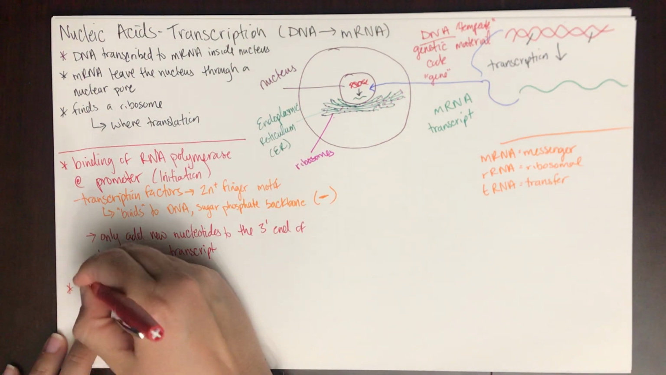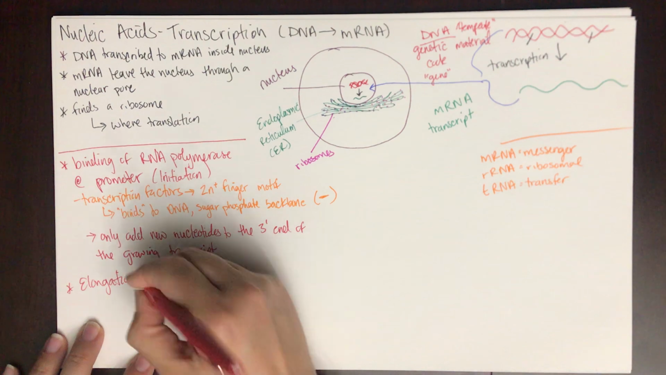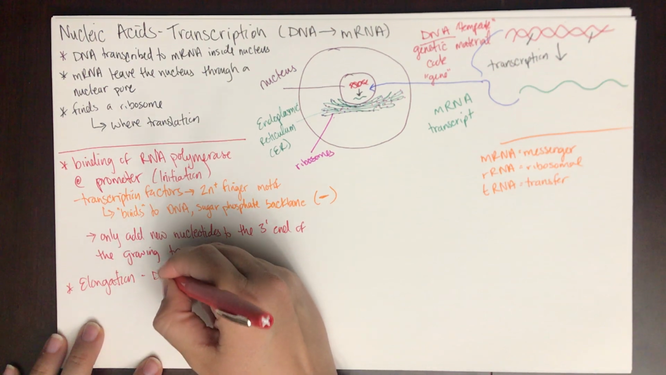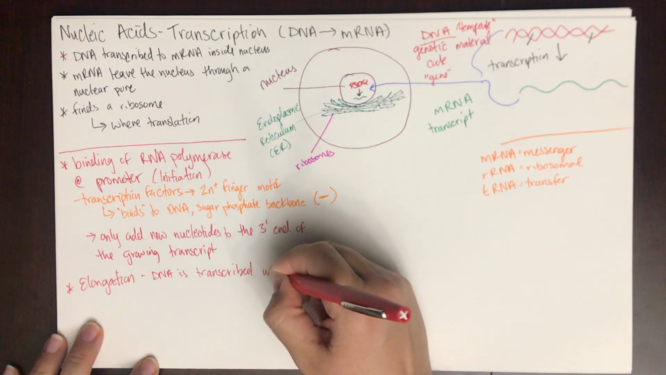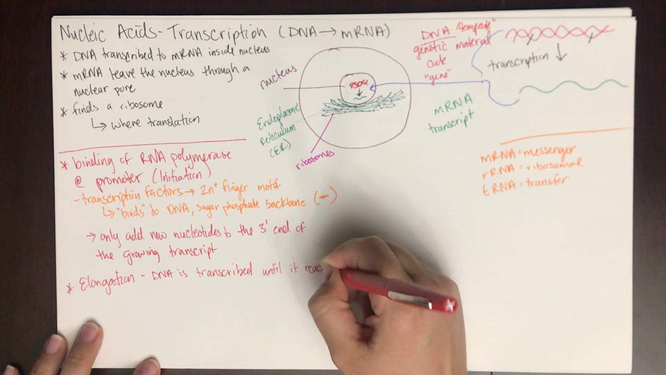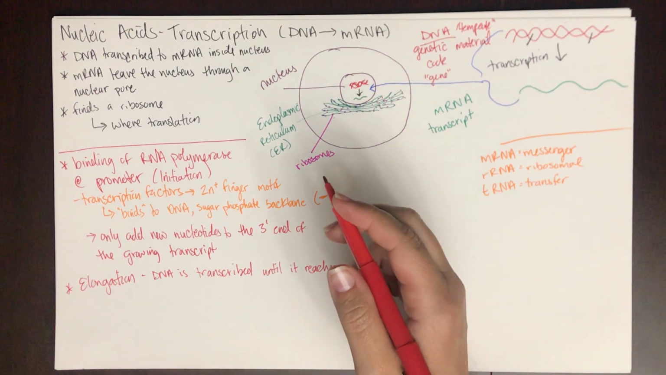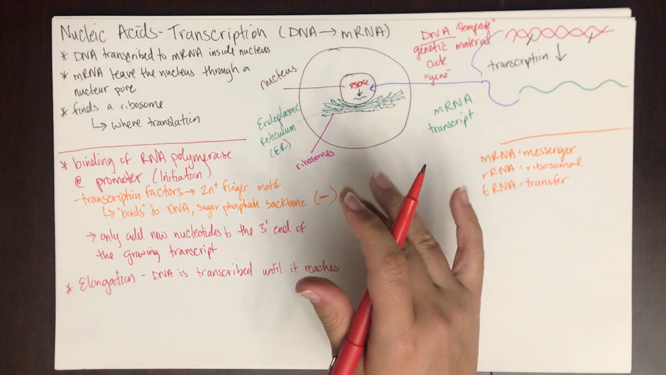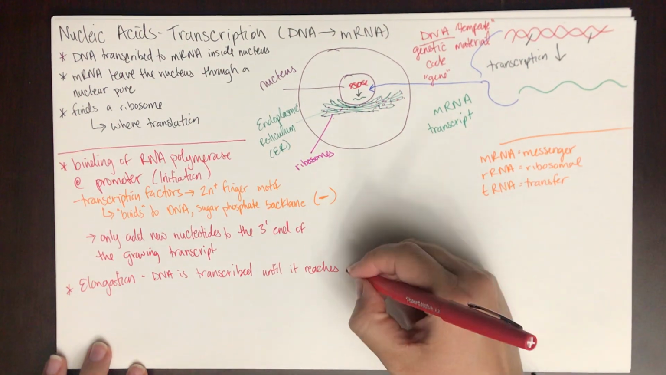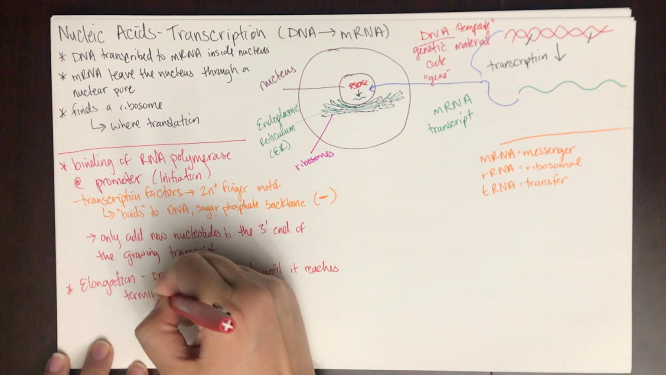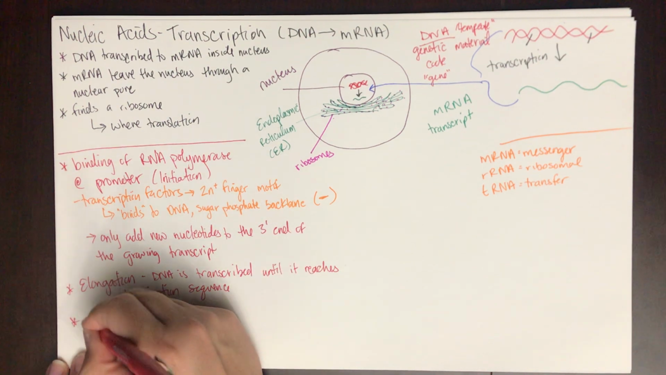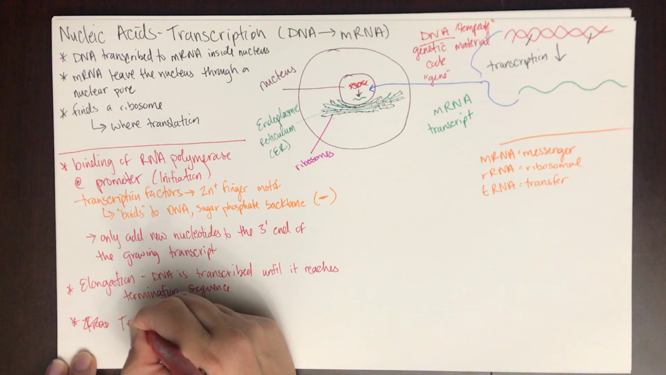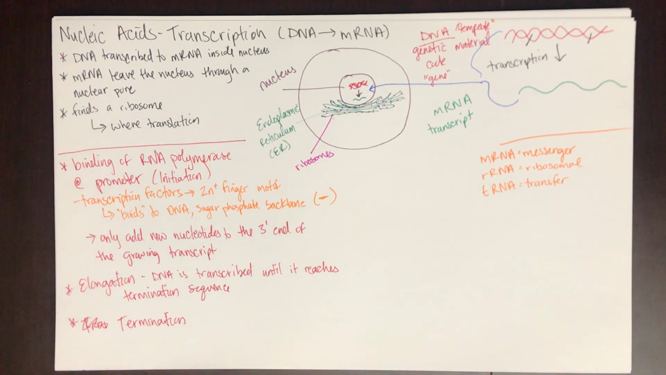The next step would be elongation, which is where the DNA is transcribed until it reaches the sequence that tells us when we are going to stop, which is called a termination sequence. And then the last step is termination. So: initiation, elongation, and termination.